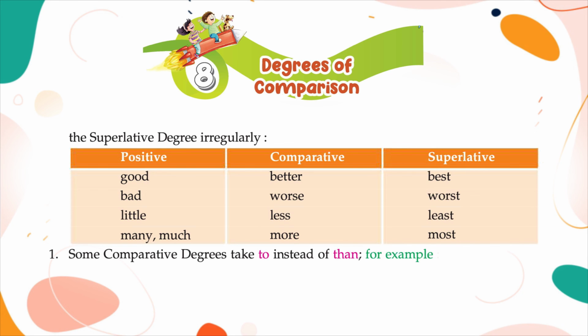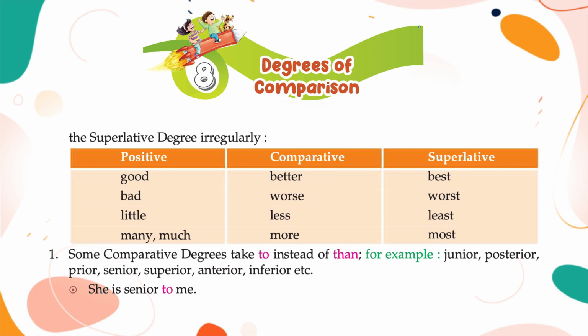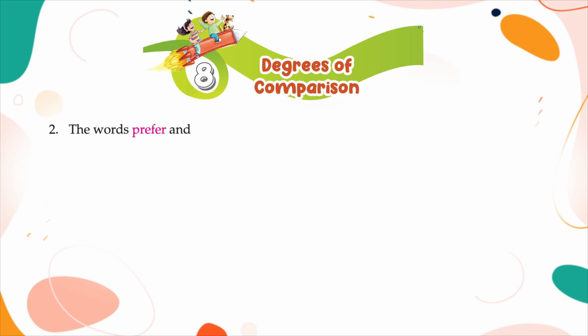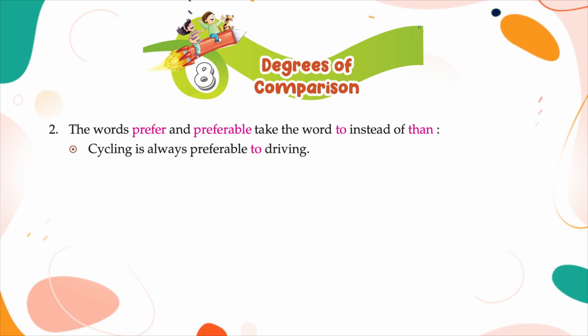Some comparative degrees take to instead of than. For example, junior, posterior, prior, senior, superior, anterior, inferior, etc. She is senior to me, not than. This silk is inferior to that one, not than. The words prefer and preferable take the word to instead of than. Cycling is always preferable to driving, not than. I prefer juice to tea, not than.